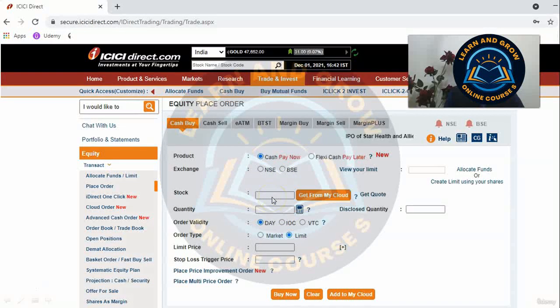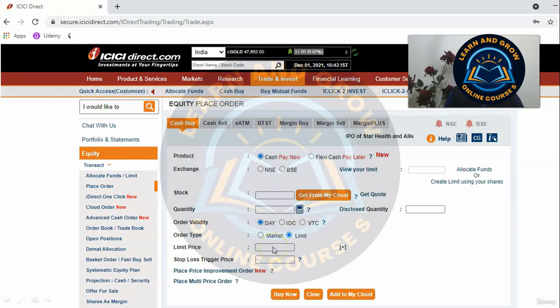You put in the stock which you want to sell, put in the quantity, select whether you want it to remain valid for the day, whether you want to execute it immediately or cancel immediately, or you want it to remain valid till you cancel it. All right. Then you select whether you want to have a market order or a limit order. These three choices you get only if you select the limit order. But in market order, it is immediate execution. All right. So let us say you have selected a limit.